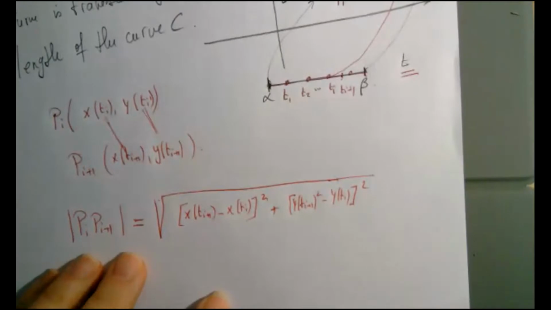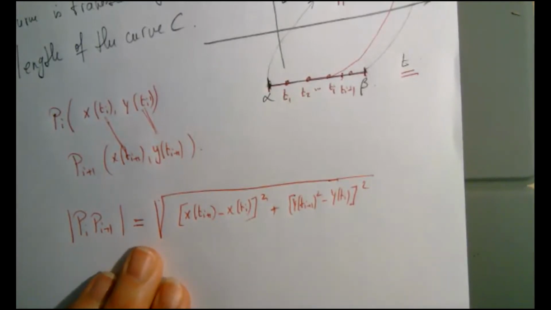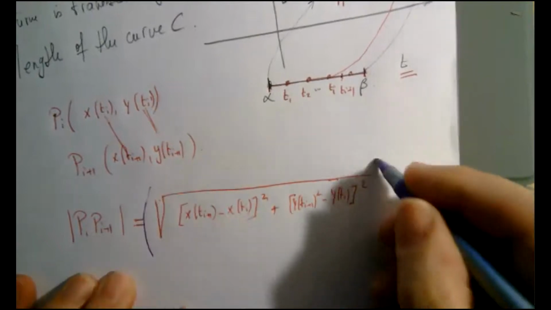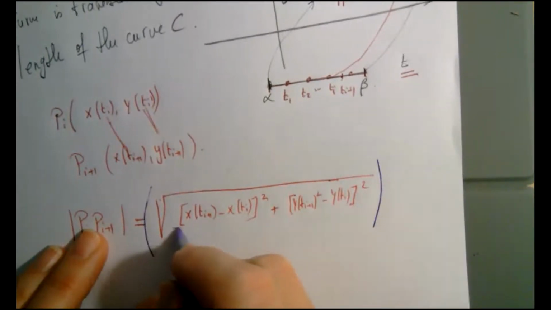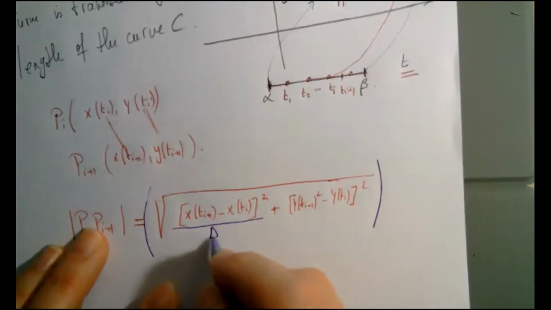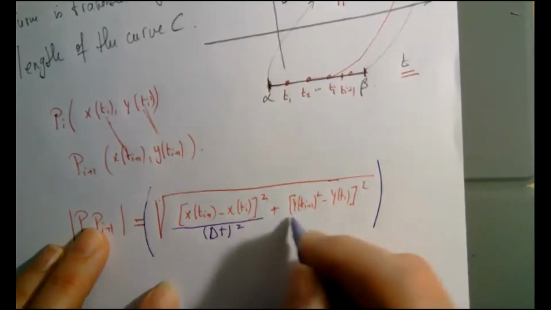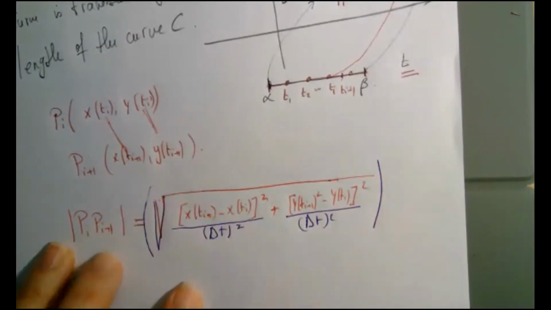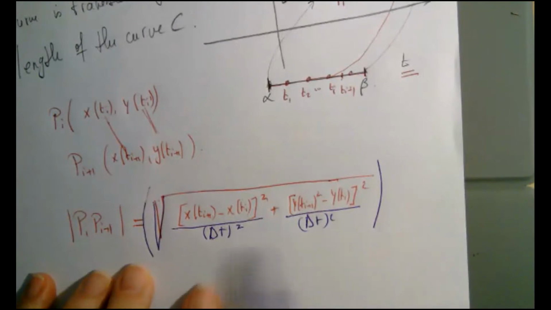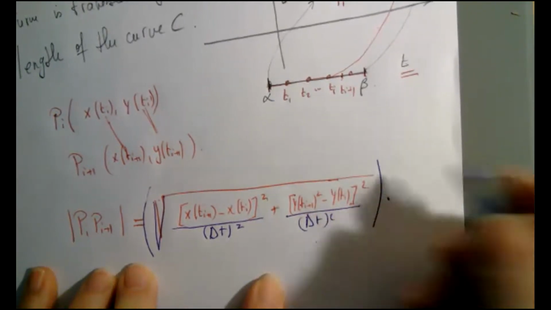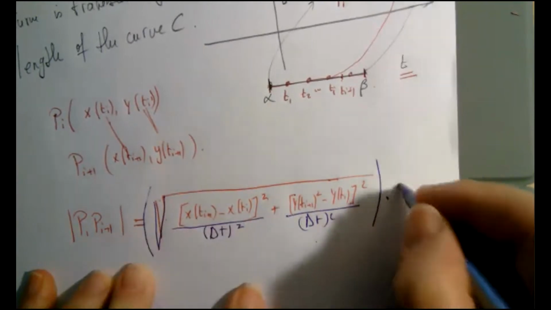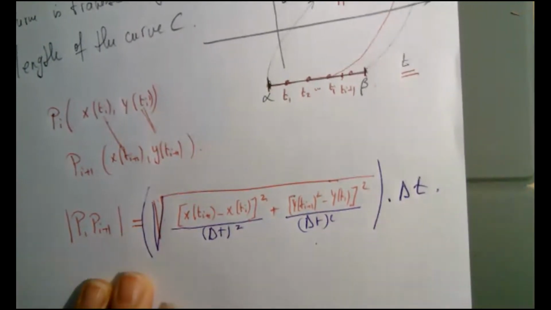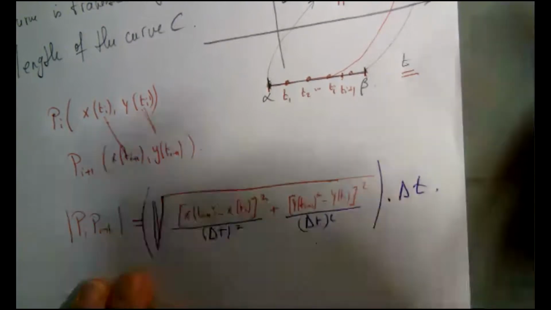Now the only game I will play is the following. I'm going to take this piece and divide here by delta t square. That's the only game I'm going to do. I will divide the inside by delta t square, but since I don't want to change anything, I have to multiply by delta t square and I can take it out. So I will take every interval, every segment, and I find its length following that.